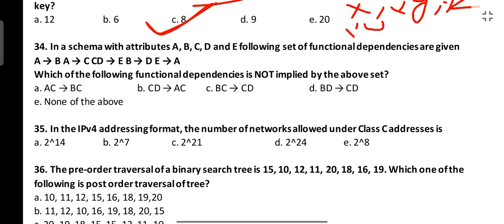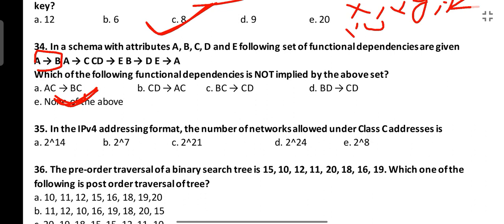Next is, in a schema with attributes A, B, C, D and E, the following set of functional dependencies are given: A derives B, A derives C, CD derives E, B derives D, E derives A. Which of the following functional dependencies is not implied by the above set? Here we have to check all the options. First, AC derives BC. Let's check what AC can derive. C can derive C, we know, and it is given that A derives B. So AC can derive BC. This is correct, it is implied.